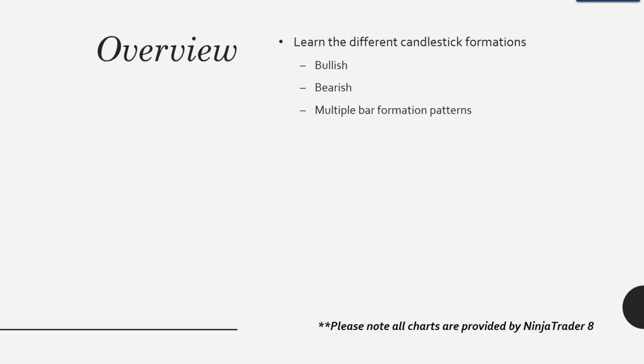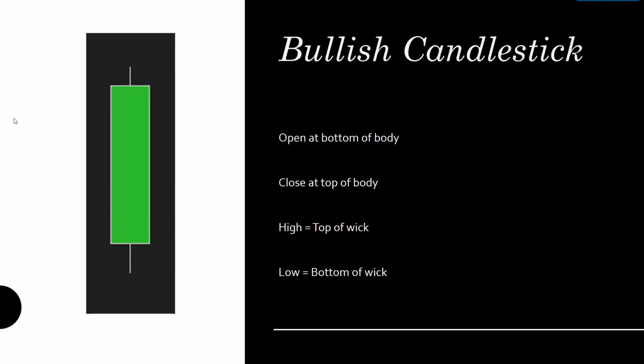Now, for those of you that are not familiar with the candlesticks, the body is the colored portion. Sometimes they're transparent or clear. And then you have a line at the top and a line at the bottom. The bullish candlestick, the open is down here at the bottom of the body. The close is at the top of the body. The high is the top of the wick, which is this line right here. And the low is the bottom of the wick.